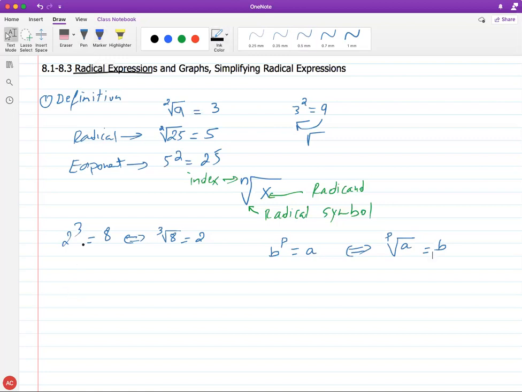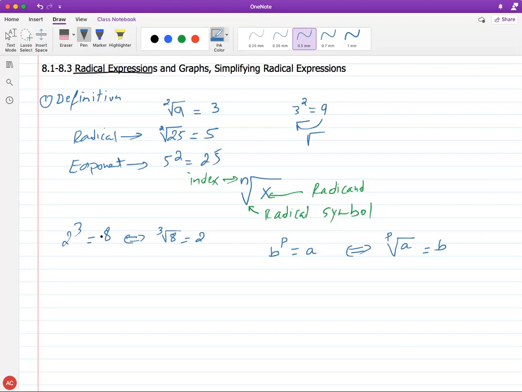So I have a question. If the index is not shown, does it automatically mean the power of 2? Exactly, it's by default 2 if not shown. If it's different than 2, then we explicitly write it, for example 3, 4, 5, depending on the power.